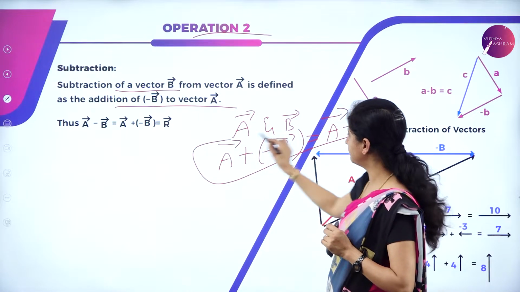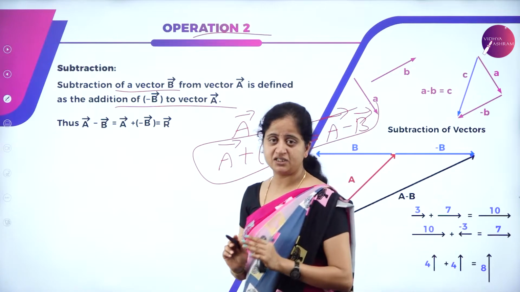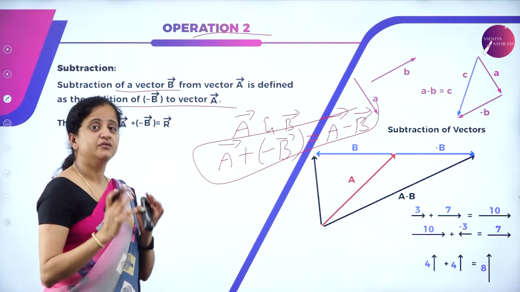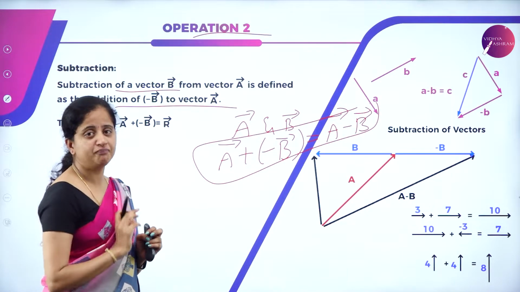This is very simple to understand the definition. So to subtract b from a, what are we supposed to do? We need to add the negative of b to a.